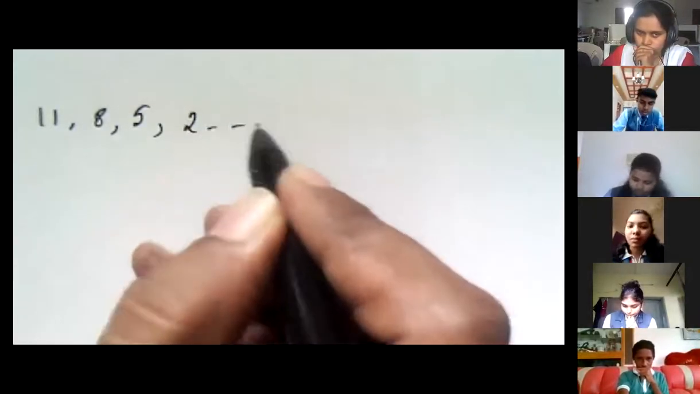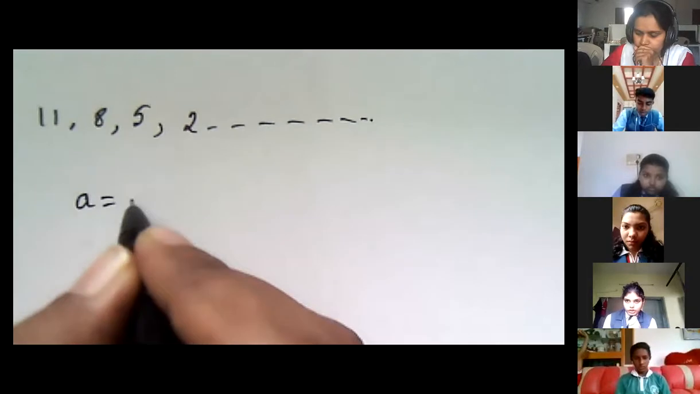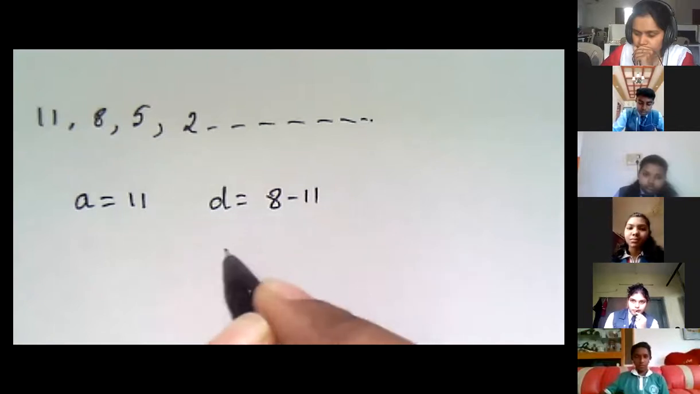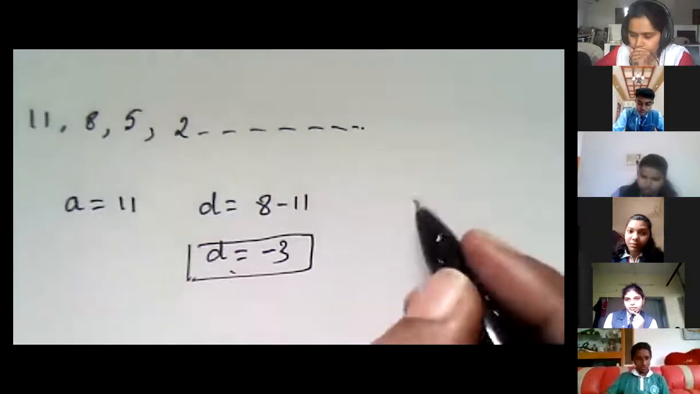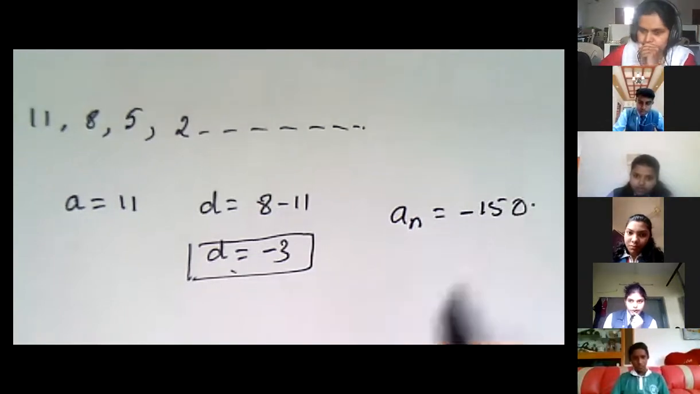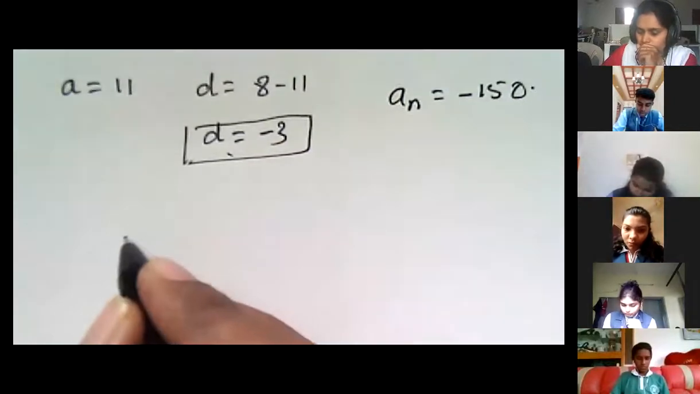So now take 11, 8, 5, 2. Here we'll find what is a. a is 11. What is d? 8 minus 11 it is. d equals minus 3. Very good, minus 3. Then what else? an, which is the last term. Which term? Minus 150. Now substitute: an equals, what's the formula?